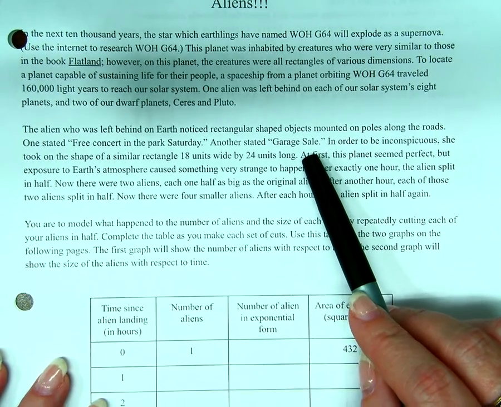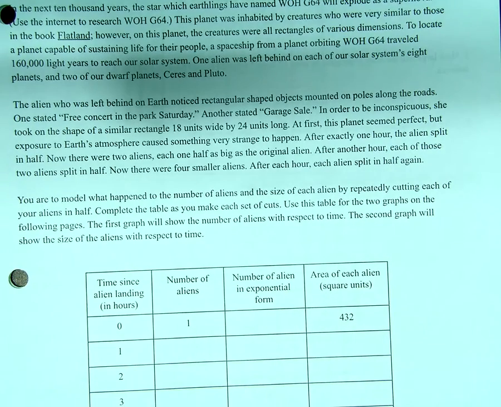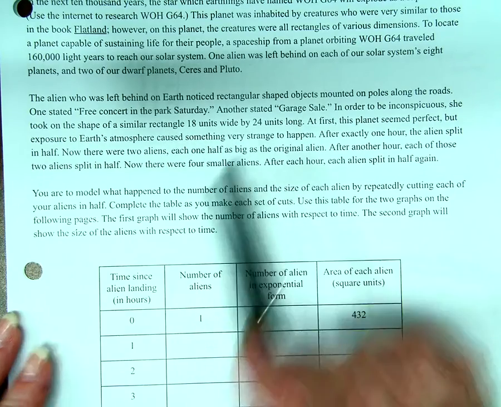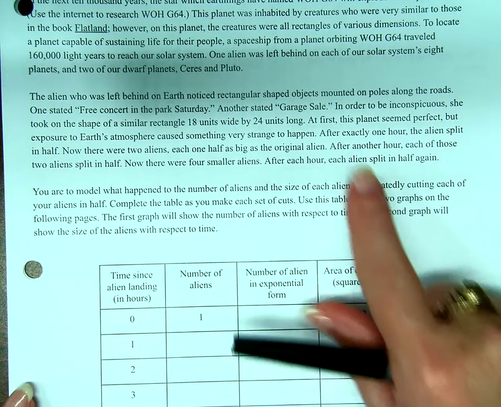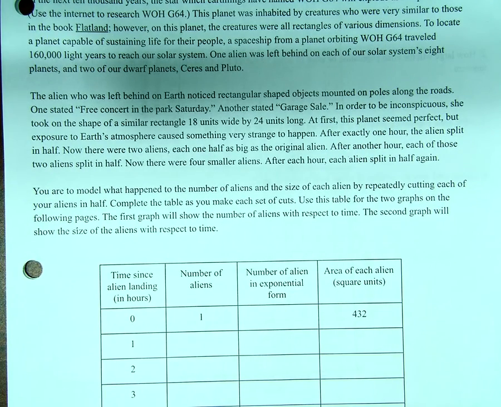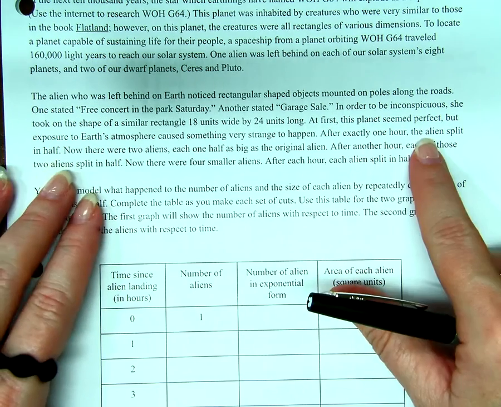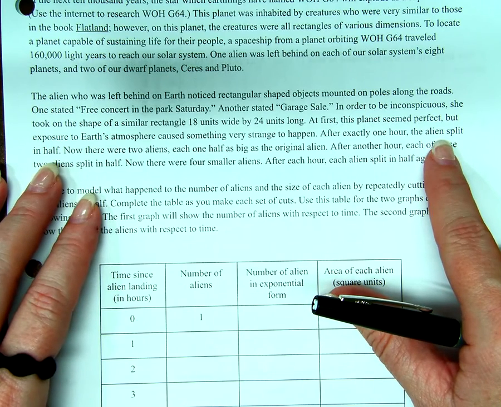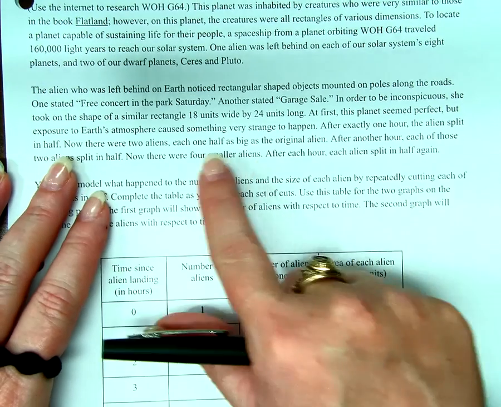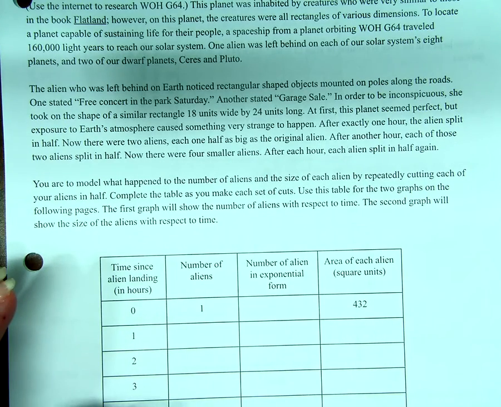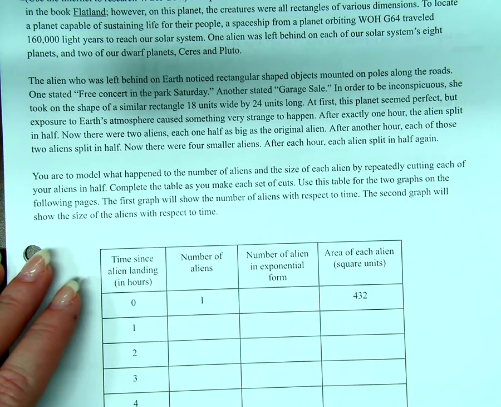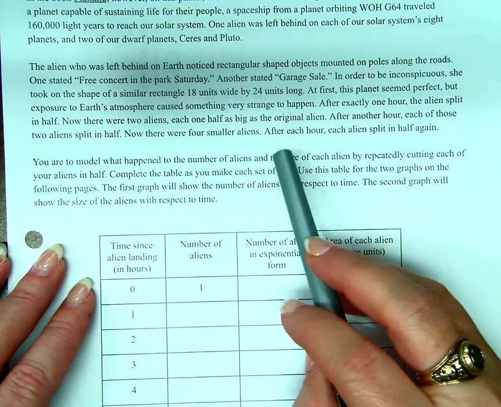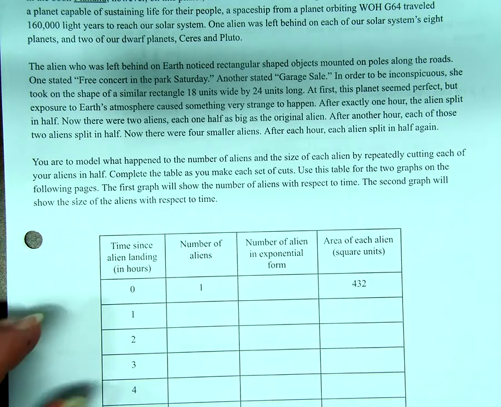Signs? Okay. In order to be inconspicuous, she took the shape of a similar rectangle, 18 units wide by 24 units long. At first, this planet seemed perfect, but exposure to Earth's atmosphere caused something very strange to happen. After exactly 1 hour, the alien split in half. Now there were 2 aliens, each one half as big as the original alien. After another hour, each of those 2 aliens split in half. Now there were 4 smaller aliens. After each hour, each alien split in half again.